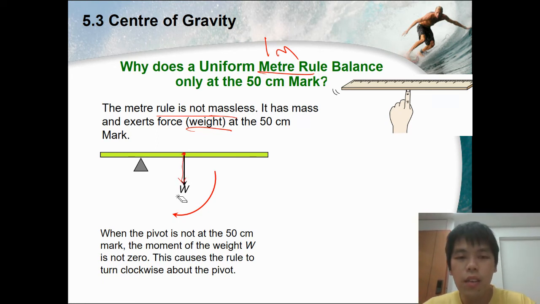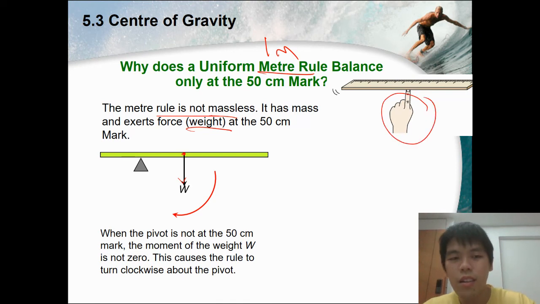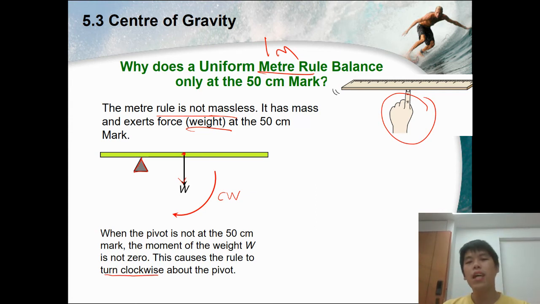Now, I'll put my finger off center. What will happen to the ruler when your finger is off center? So now your finger is like the pivot. When it's off center from the pivot, you will see that this weight W will cause it to turn clockwise. Correct? So this causes it to have a moment, and this moment of the weight is not zero. This causes the ruler to turn clockwise about the pivot, and as such, it falls. So let's see. We demonstrate off center, it falls down.